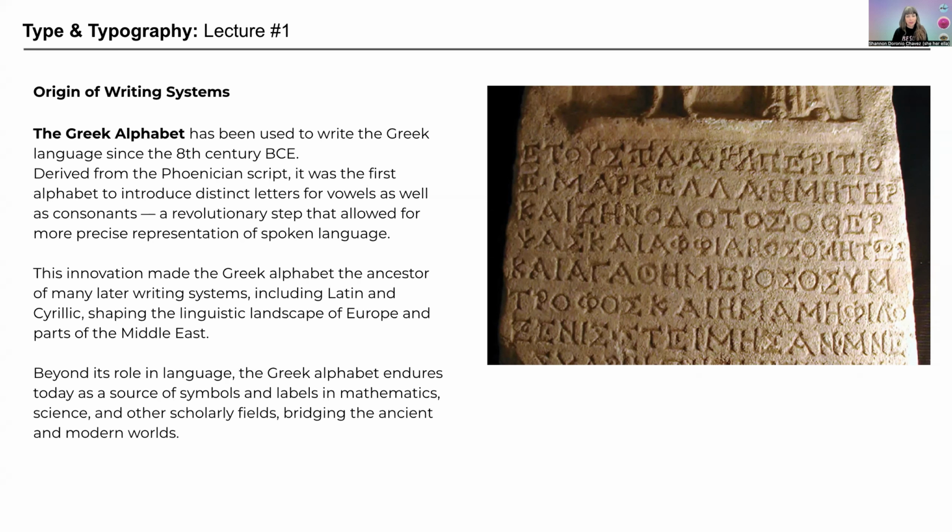This innovation made the Greek alphabet an ancestor of many later writing systems, including Latin and Cyrillic, shaping the linguistic landscape of both Europe and parts of Southwest Asia and North Africa. Beyond its role in language, the Greek alphabet endures today as a source of symbols and labels in mathematics, science, and other scholarly fields, bridging the ancient and the modern worlds.